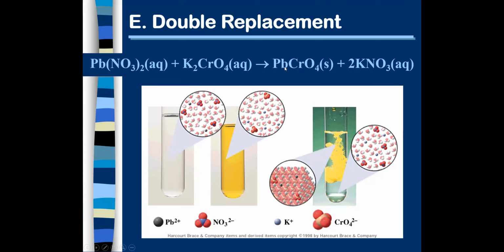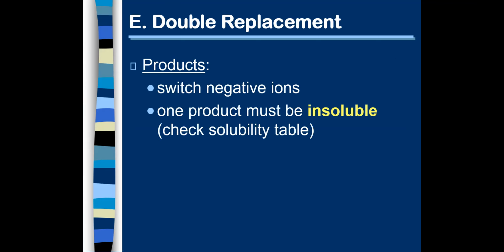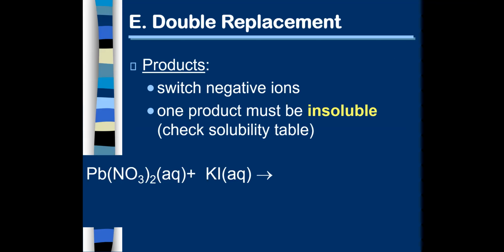Okay, so lead chromate is insoluble. That's what the S means. That means it's solid. That means it's never going to be in solution. And that's what you want. You want one of these to become a solid or a gas or something and fall out of solution. Because if it didn't, it would stay, and you would keep doing switch, switch, switch, switch all the time, and no reaction would ever happen. So for that, you have to know your solubility rules, your solubility table.